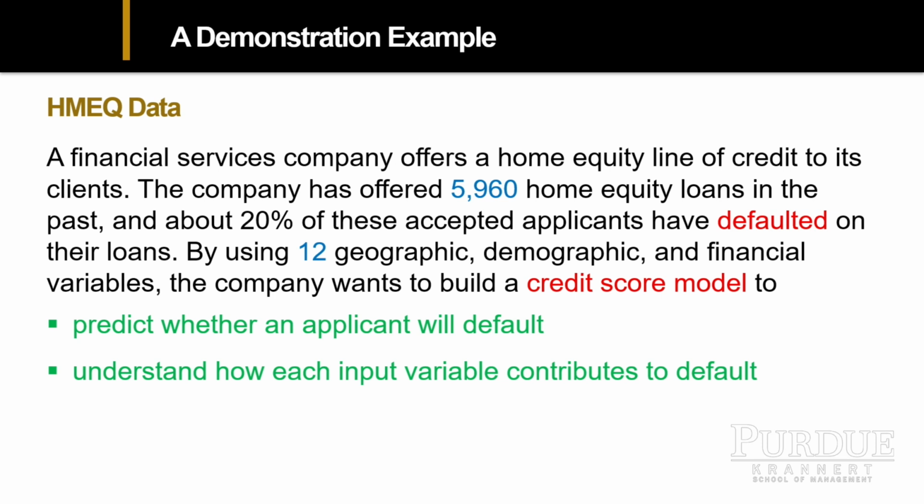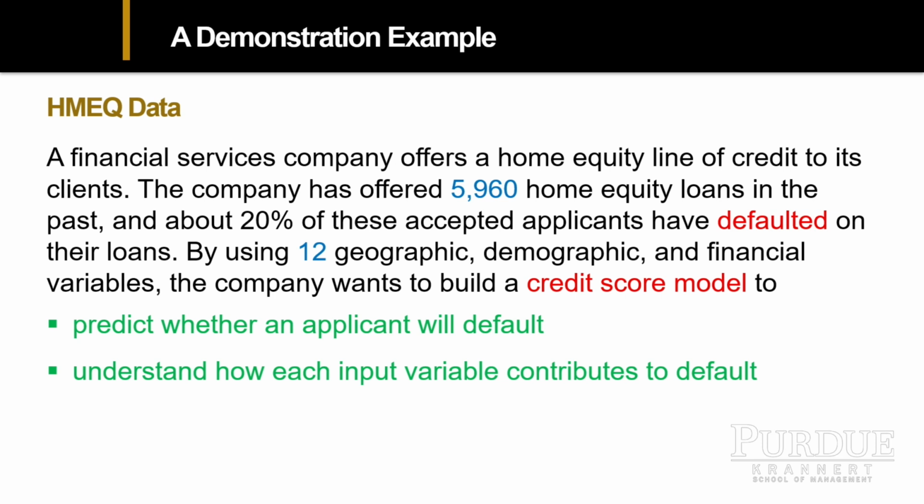In this dataset, a financial service company offers a home equity line of credit to its clients. And the company has offered about 6,000 loans in the past. And about 20% of these applications have defaulted on their loans. So basically they have some bad records in their loans.